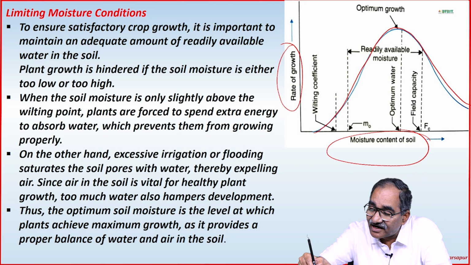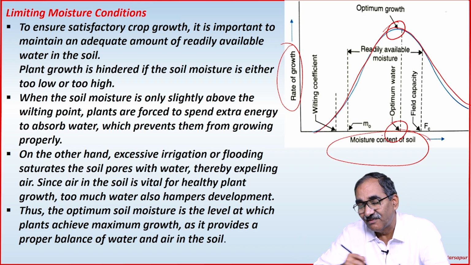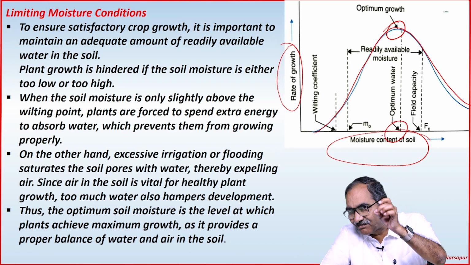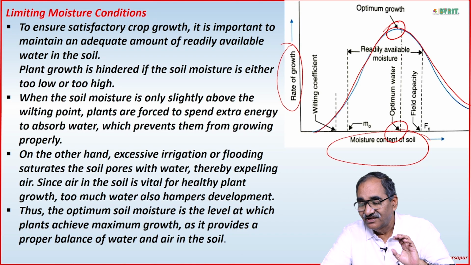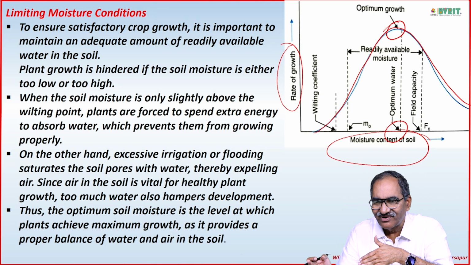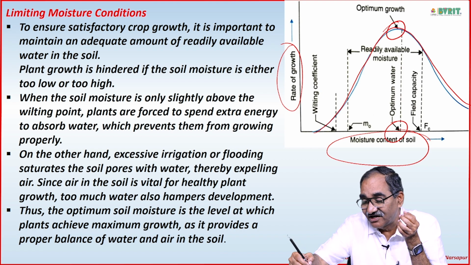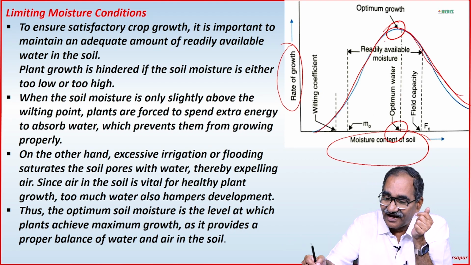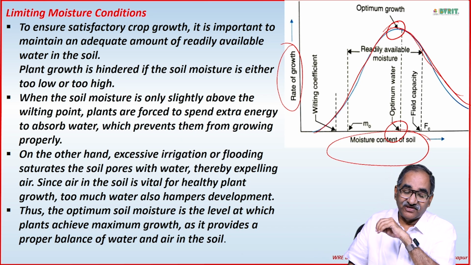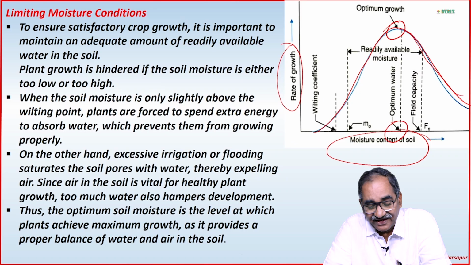The moisture content corresponding to this peak is what we call the optimum moisture content. You need to supply that much water only to the plant for maximum growth. If you supply less or more, that is not useful. Even if you supply more, the growth goes down. If you supply less water, again growth is less. The optimum moisture content is very, very important for healthy crop growth.